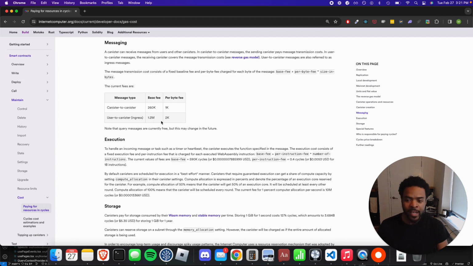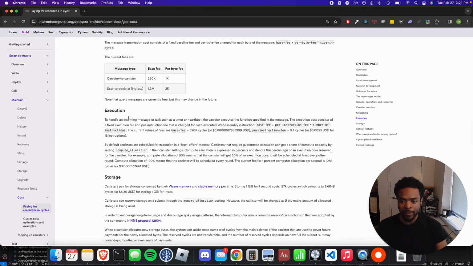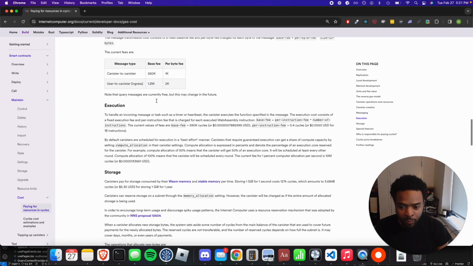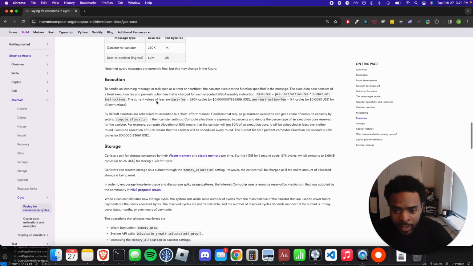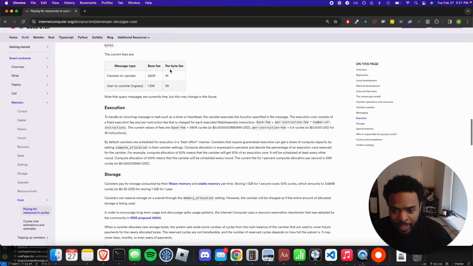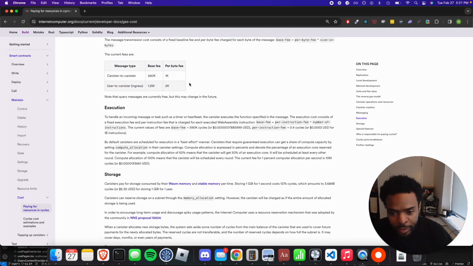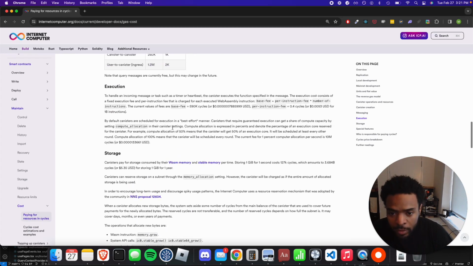And then for user to canister, these are calls that will come from maybe the client application updating some data on the smart contract or something like that. That has a base fee of 1.2 million and 2,000 cycles per byte.